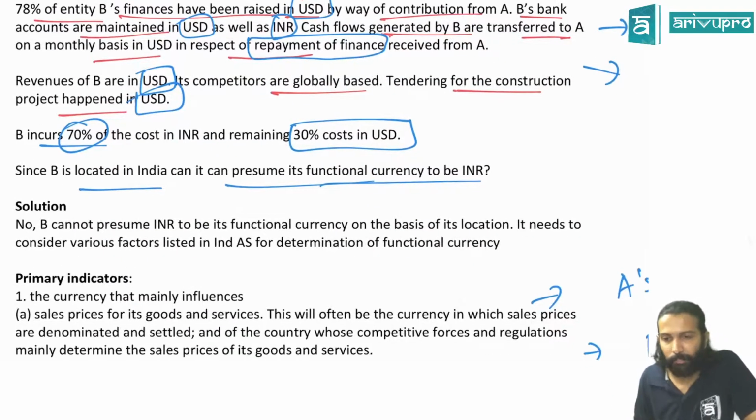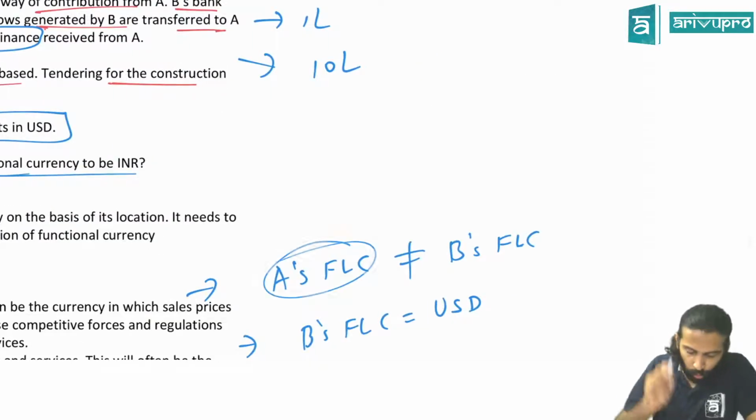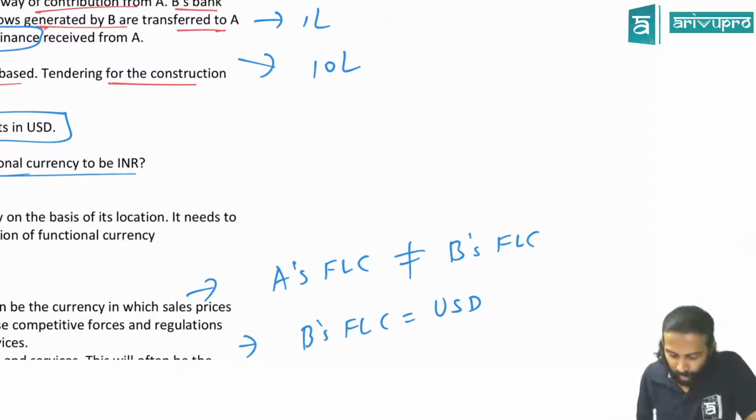Fine. Now, if the proportion changes, maybe you might shift the functional currency from USD to INR also. Possible. For the time being, it is not so. They have independence also. I'm not concluding that A's functional currency is OMR. We're not talking about A and B at all here. We're only talking from this perspective.